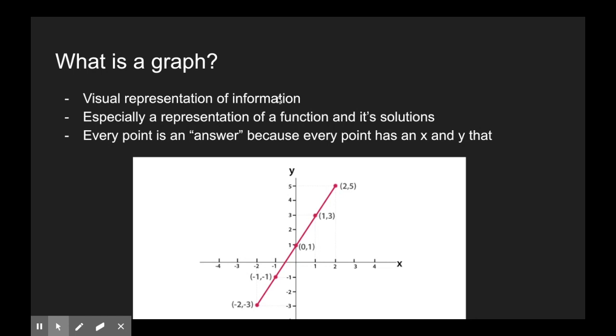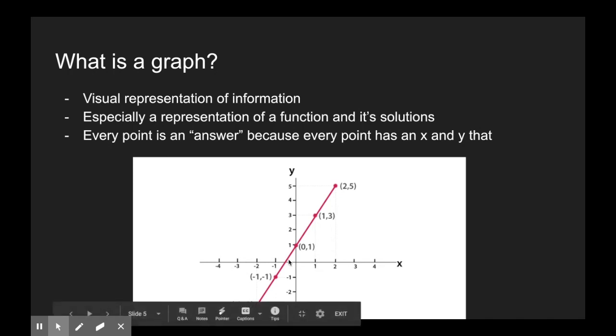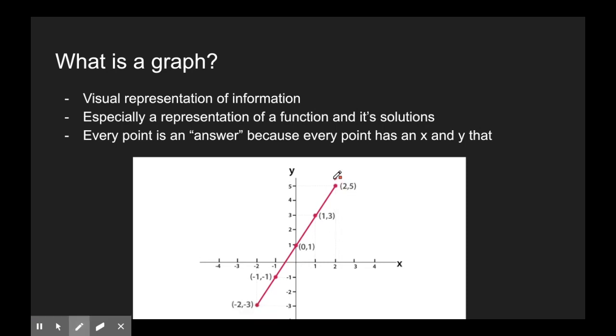A graph is a visual representation of information, specifically, in its simplest form, all these different locations, where everything that's happening here is a representation of a function and its solutions. So what that means is each one of these points helps me solve some type of problem.